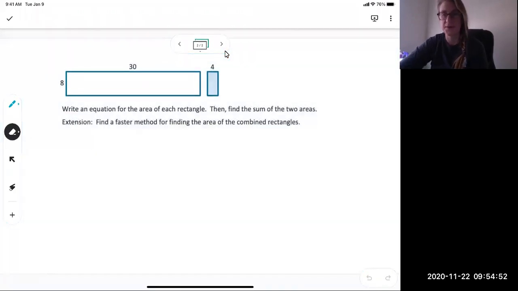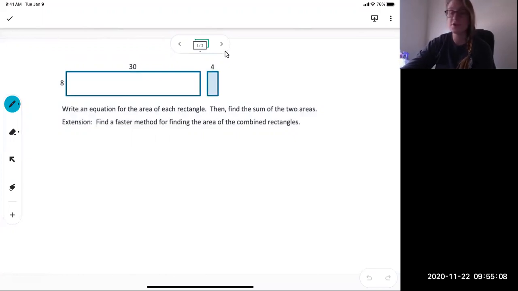The first thing we want to do is solve this problem. This problem says write an equation for the area of each rectangle. Then find the sum of the two areas. And then there's an extension question which we'll address later.